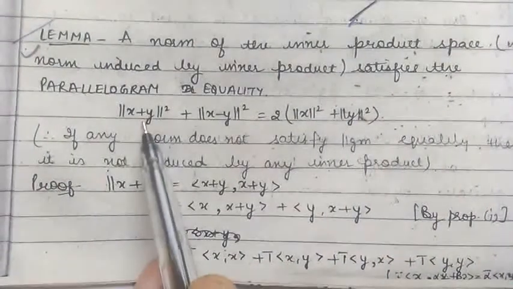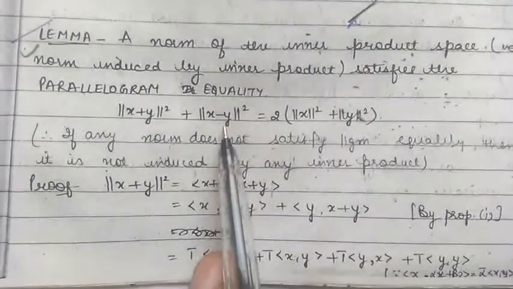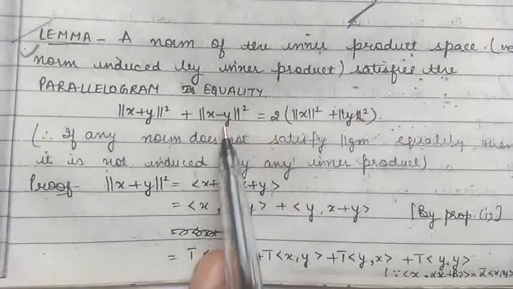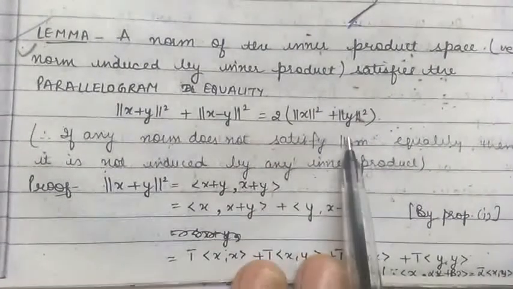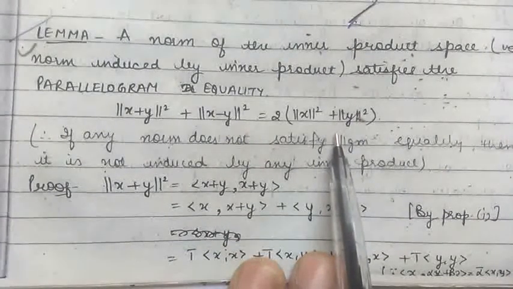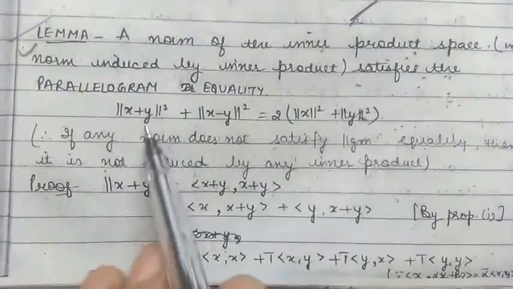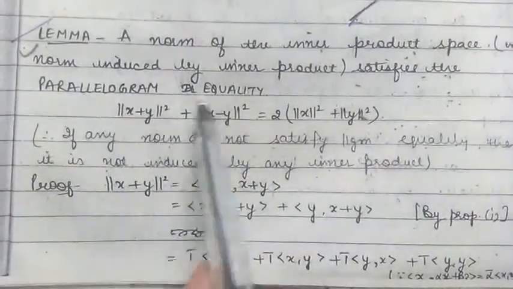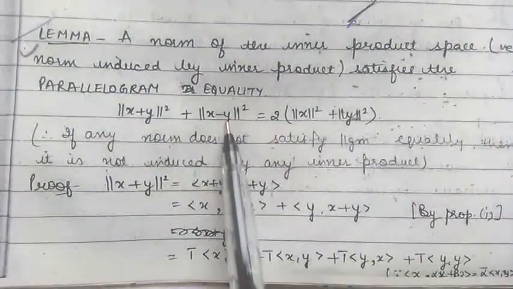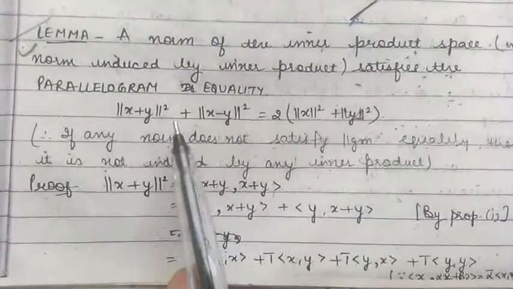Here the norm of x plus y is the length of one of the diagonals of the parallelogram, and the norm of x minus y is the length of the other diagonal, and the norms of x and y represent the lengths of the sides of the parallelogram. So we can say that the sum of squares of sides is equal to the sum of squares of diagonals. This equality is known as the parallelogram equality. So let us prove this equality.